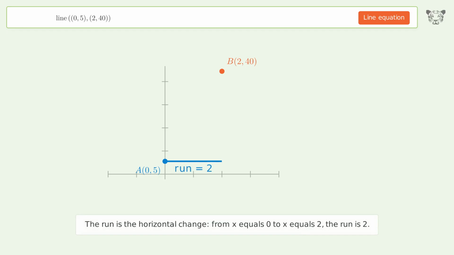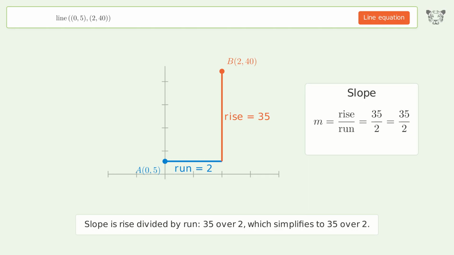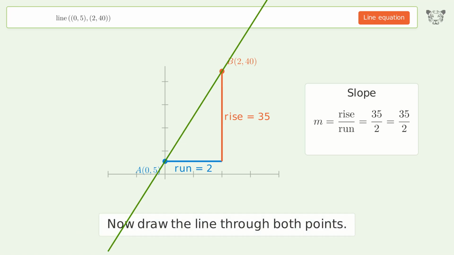The run is the horizontal change, from x equals 0 to x equals 2, the run is 2. The rise is the vertical change, from y equals 5 to y equals 40, the rise is 35. Slope is rise divided by run, 35 over 2, which simplifies to 35 over 2. Now draw the line through both points.